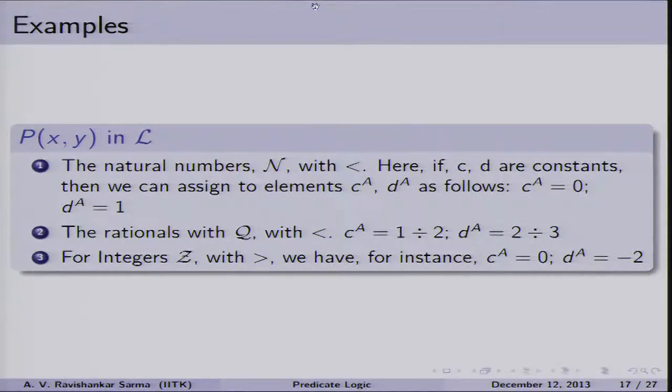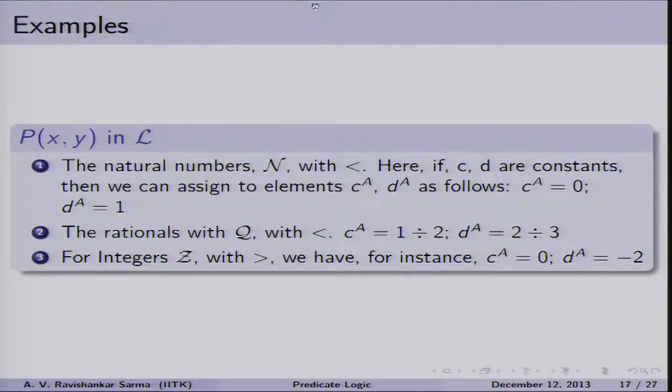Now if you take the rational numbers Q, with again less than, then in that context the constants are represented in this sense: c^A stands for 1 divided by 2, d^A stands for 2 by 3, etc. And if you take the integers into consideration with the relation symbol greater than, we have constants represented as c^A as 0, d^A as minus 2.